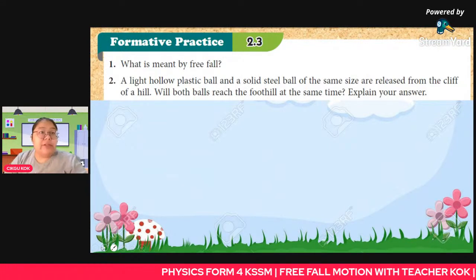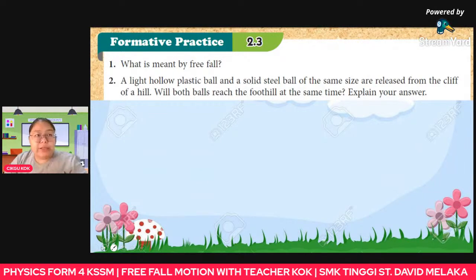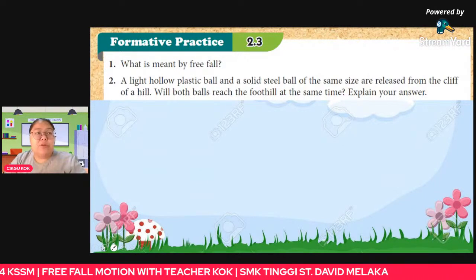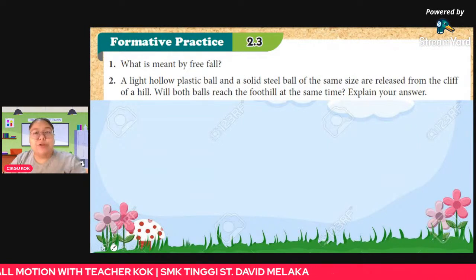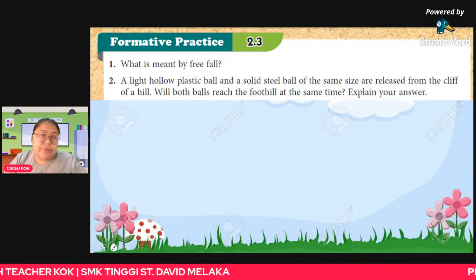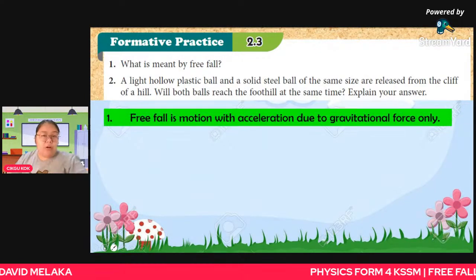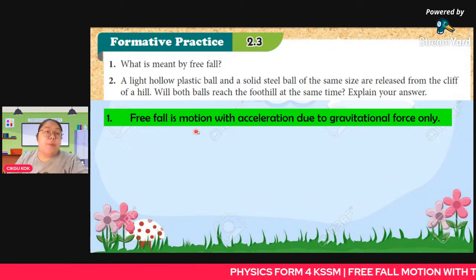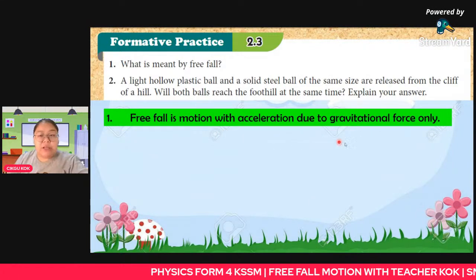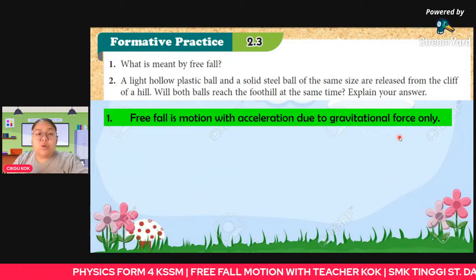Okay, curve graph represents acceleration. Yes, correct. Okay, it should be the same meaning. Okay, but you need to see whether it is curve up or curve down. Curve down is surely a deceleration. Okay, so from here, free fall. Free fall is a motion with the acceleration that is due to the gravitational force only.